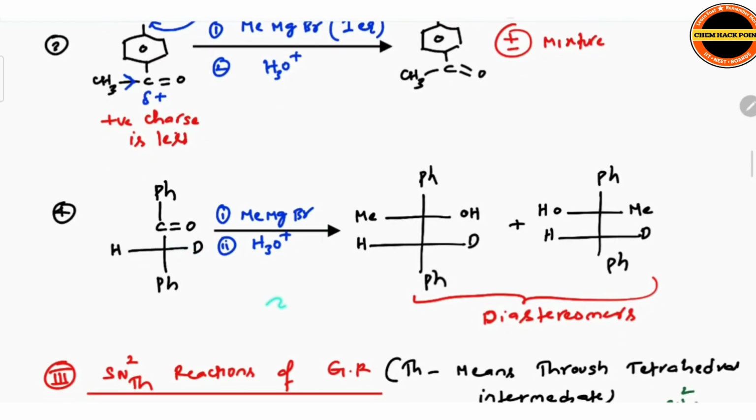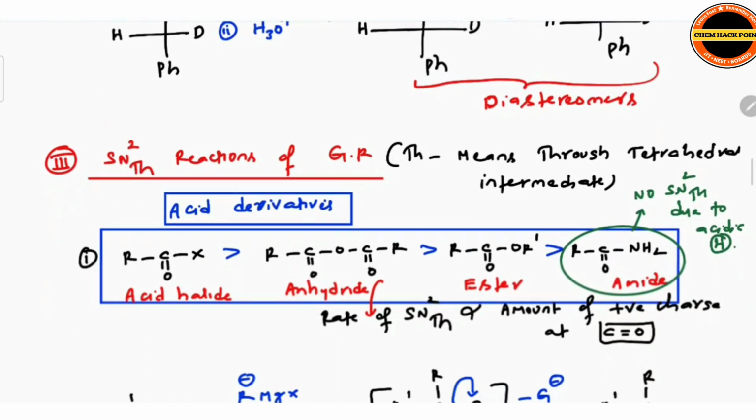Here you see, what you will get with methyl magnesium bromide. Here oxygen gets H plus from H3O plus, and Me attacks here. Either it can attach from here or from the other side. If OH forms here, hydrogen is on the other side and methyl here. So both are possible, and they give diastereomers. These are not mirror images. Non-superimposable, non-mirror images are diastereomers. So either it can form OH here or on the other side, giving diastereomers.